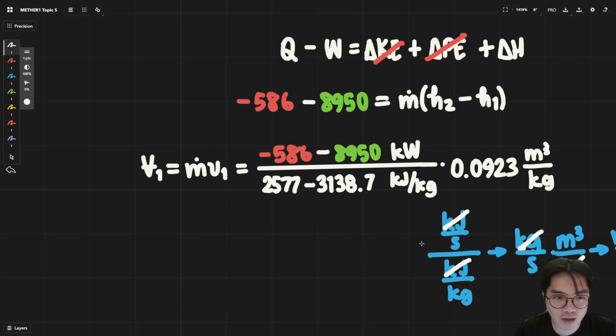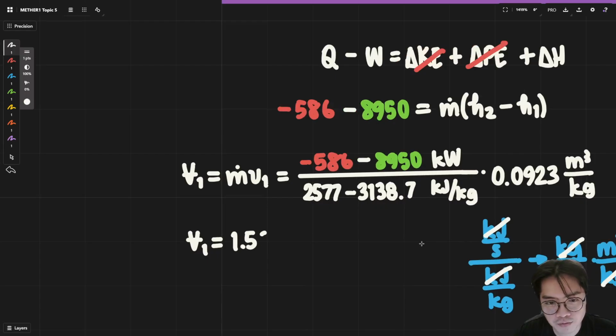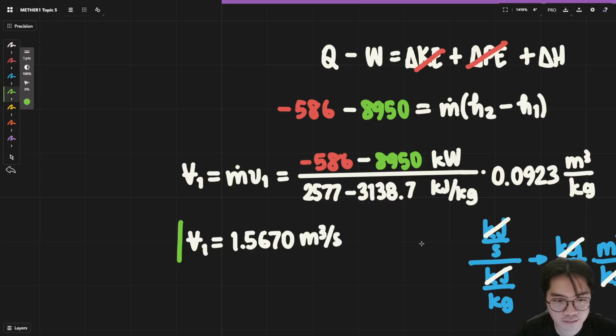And so we just put everything in our calculator. We will get a value of, let's see, negative 586, 8950, 2577, 3138.7, 0.0923. We will get a direct answer of 1.5670 meter cube per second. So that is your V dot 1.